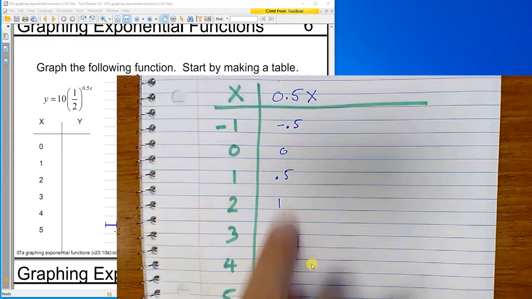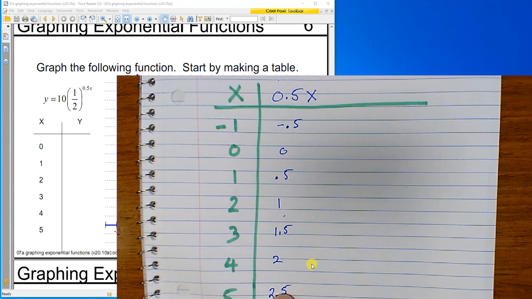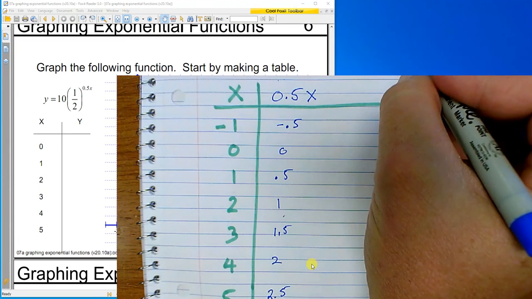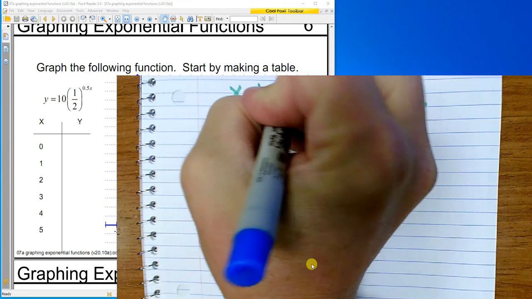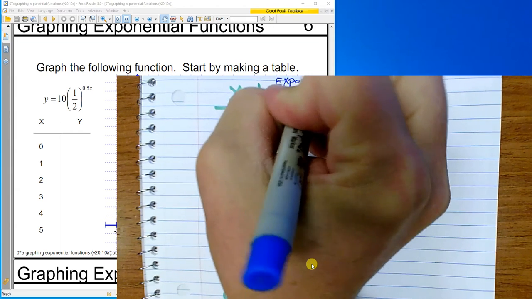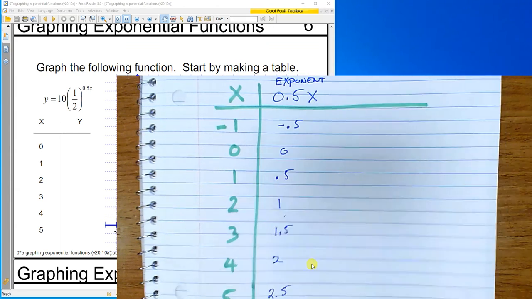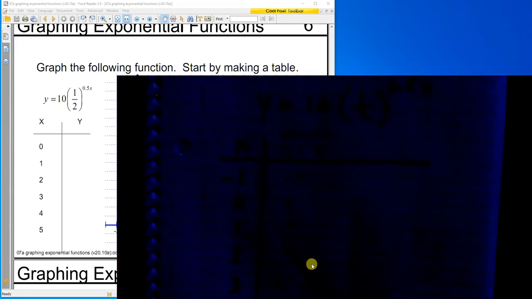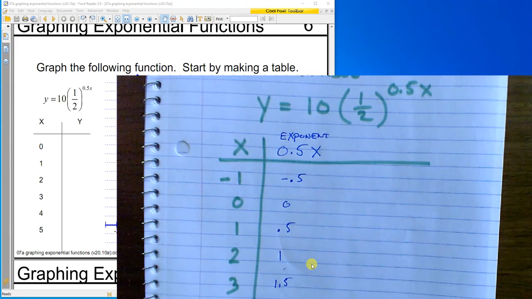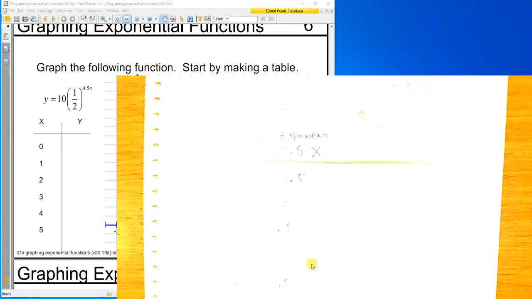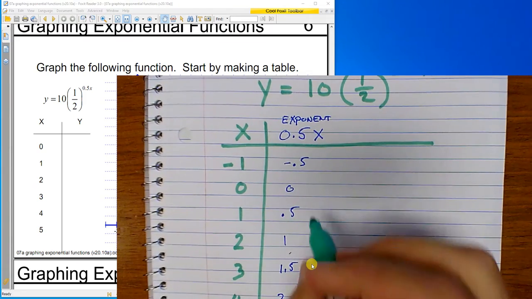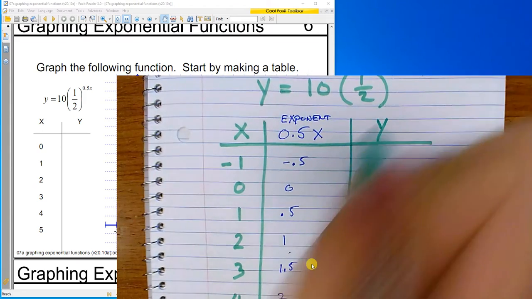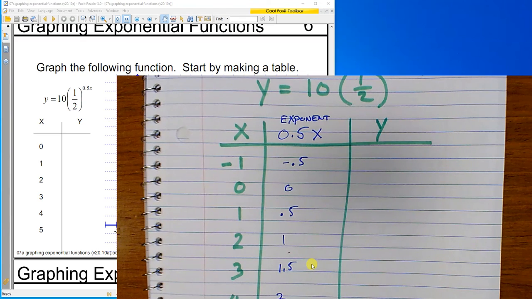This is really going to be my exponent that I'm about to use, right? It was x times 1/2, so x times 1/2. So this is the exponent that I'm about to use. And now that we have that exponent, we're going to go find those y values. Okay, this is where the calculator earns its keep.